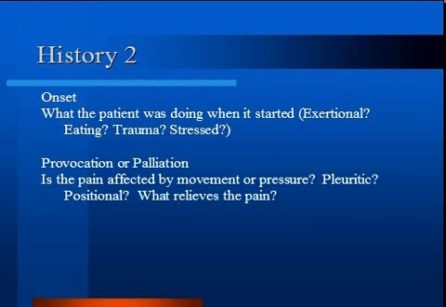Provocation or palliation. Find out whether any movement or pressure such as palpation worsens the pain, which may suggest chest wall MSK type pain. Pain that worsens with inspiration has multiple causes, including pericarditis, pulmonary embolism, and pneumonia. Pain that is better with leaning forward may be seen in pericarditis or pancreatitis. Reflux worsens with lying supine.